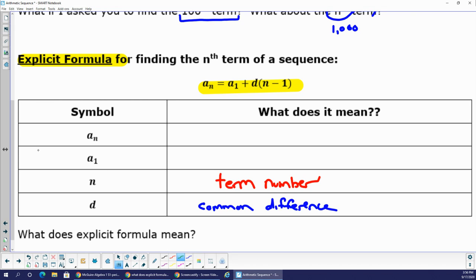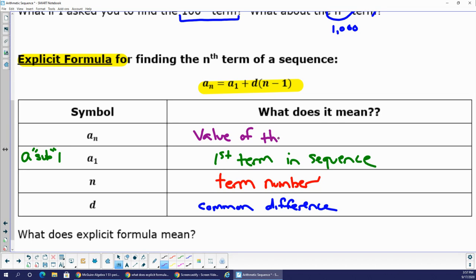A sub 1, the way that you read this is A sub 1. It's a subscript, A sub 1. All right, and that is just the first term in the sequence. And then A sub n, this is going to be what our value is. So this is our value of the nth term.